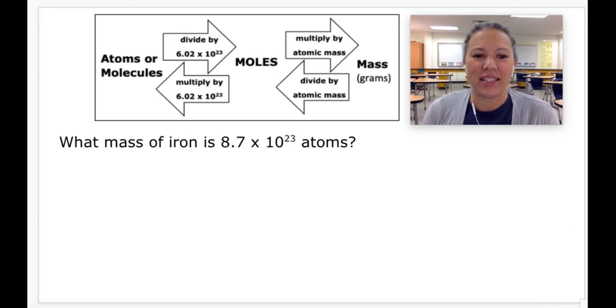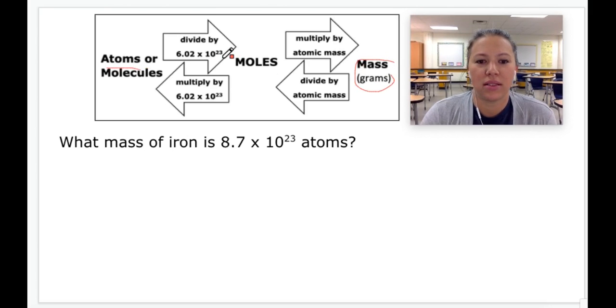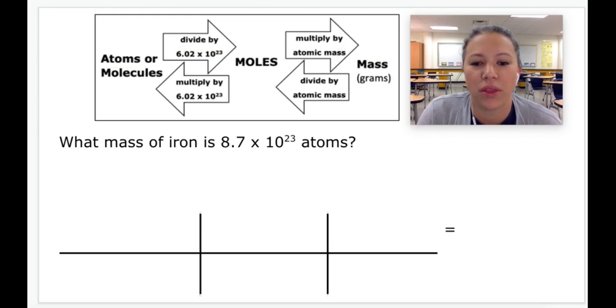Our second question says, what mass of iron is 8.7 times 10 to the 23rd atoms? So this question, I am starting out with atoms, and I'm trying to get to mass. So now I'm going to be following the top path here. So I know this is going to be a two-step problem. So I need to set up my train tracks with 3 boxes.